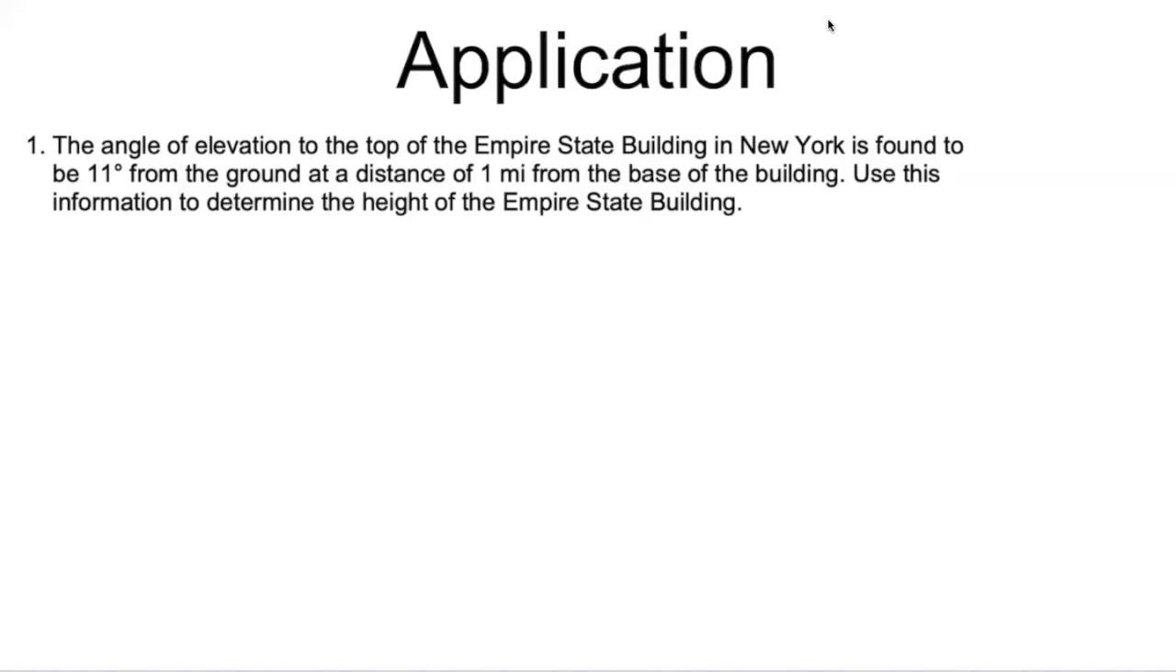So just visualize. You're down on the ground and you're a certain distance away from a building. So let's call this our building right here. Again, that's not the greatest sketch, but we just need a sketch. The angle of elevation when looking up at the building is 11 degrees.